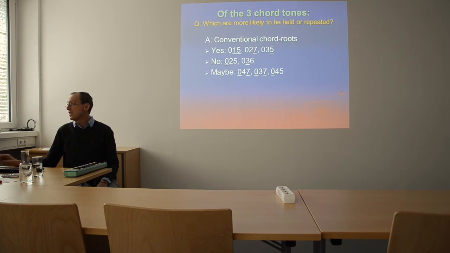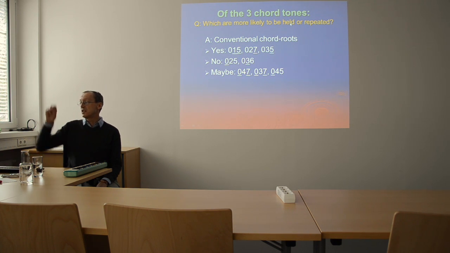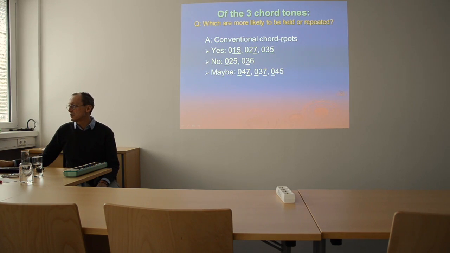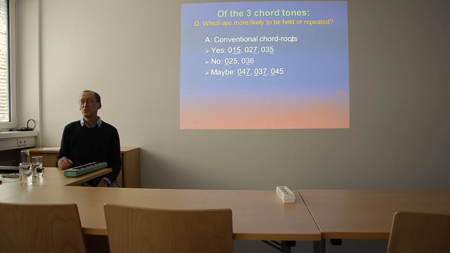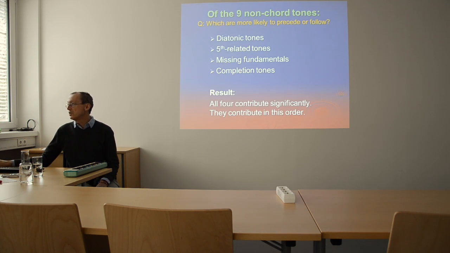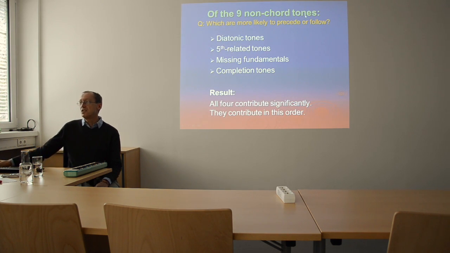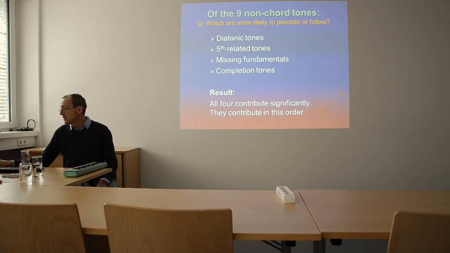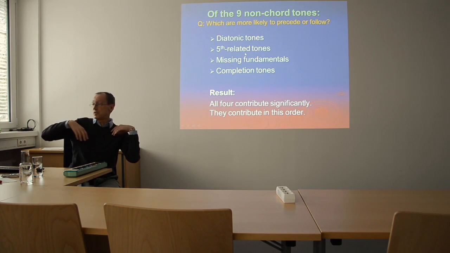And so, first of all, we looked at the three chord tones and we found out that tones which are likely to be held or repeated, so come from the last chord to the next chord to the one after, are often the root of a chord. And the root of a chord is a chord tone. This is a basic thing out of music theory. So that was not very surprising, but it's actually not so clear. And then we looked at the non-chord tones, the tones in the chromatic scale which are not the tones of the chord. We compared four different theories to try to explain the variation in the profile.